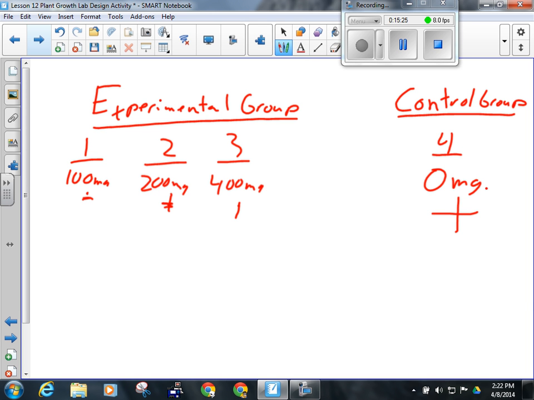Materials, a list of materials. You're going to need that. That's different. Normally you just say see sheet, but you're making this lab, so you have to tell me I need 10 bags of potting soil and 10 clay pots and 10 plants and stuff like that. Tell me what you need. And then your procedure, step by step by step.